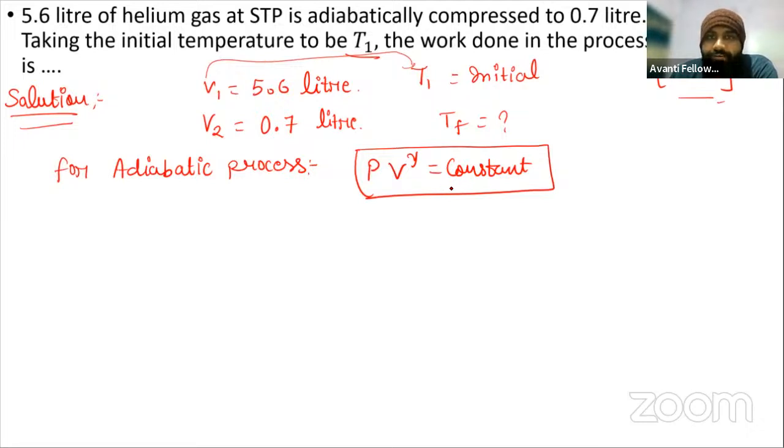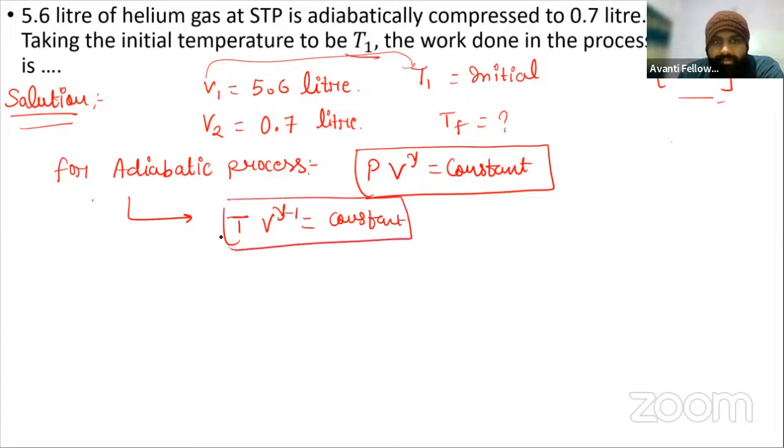So we need to convert it into volume to temperature. We can also do it by engaging the ideal gas equation, PV equals RT for 1 mole of gas, and we can do the calculation from here. But the direct relation you can keep in your mind is that at constant volume, pressure is directly proportional to temperature. So we can say that TV raised to the power gamma minus 1 is equal to constant. This is also the relation for adiabatic process.